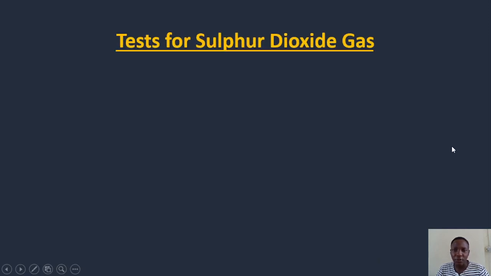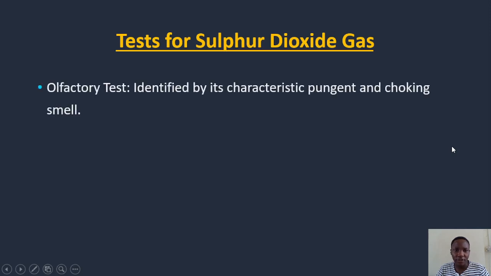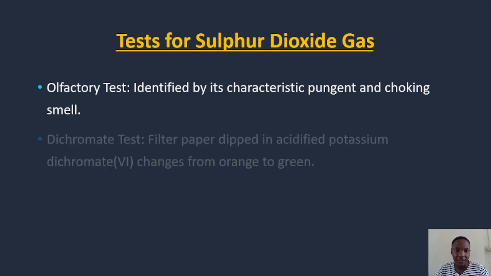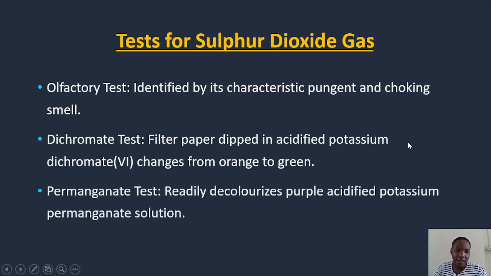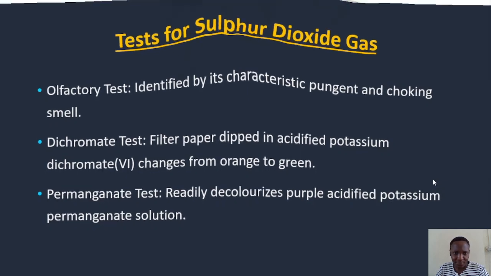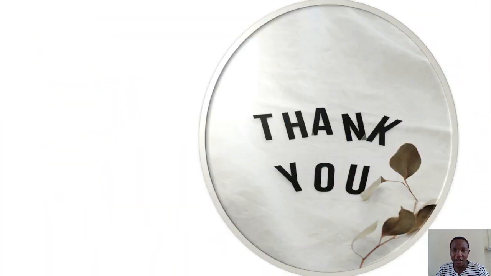Now, tests for sulfur dioxide gas. The olfactory test: it is identified by its characteristic pungent and choking smell. The dichromate test: filter paper dipped in acidified potassium dichromate changes from orange to green. And the permanganate test: it readily decolorizes the purple acidified potassium permanganate solution. So those are the tests for sulfur dioxide.